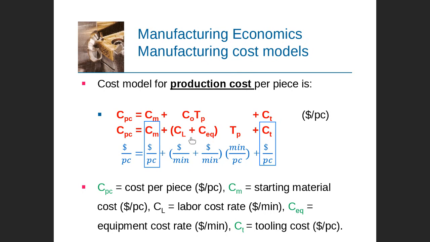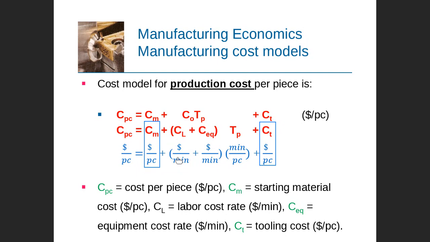CL and CEQ. CL is a labor cost. Labor cost means the salary of the technician who is working with the machine. As I told you last time, a technician's salary is usually per time, not per piece, because maybe machining one piece takes one day, and maybe another piece takes 10 minutes. So we cannot just say dollar per piece. We can say dollar per time.